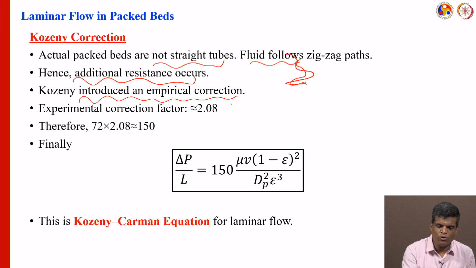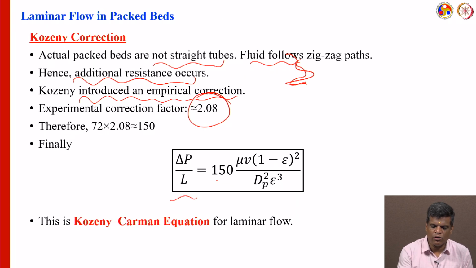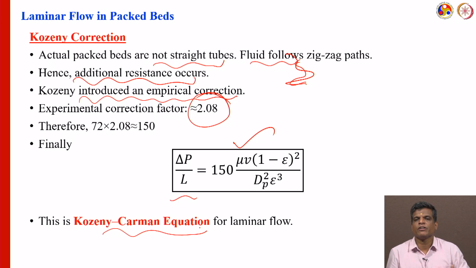The same equation you multiply with 2.08, then we get delta P by L equal to 150 mu V of this one. So this we always use as the Kozeny Carman equation for laminar flow. This is for laminar flow, so we always use this one.